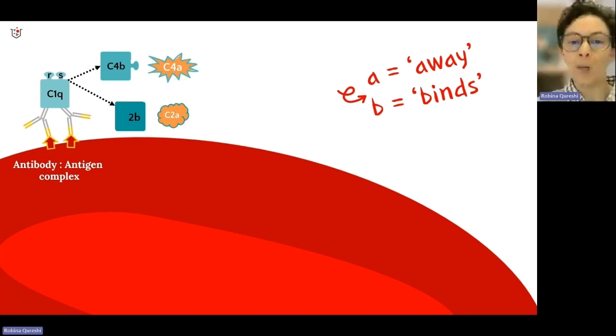Okay, and what that does is, let me get my clicker right, that will split C4 into C4b and C4a, and then C2 into C2b and C2a. So a little cheat for you. If you see something in the cascade that has an A on it, it moves away from the situation, off into circulation. If you see a B, it means it's bound to either the membrane or bound to another complement component. So that hopefully helps you remember that a little bit easier.